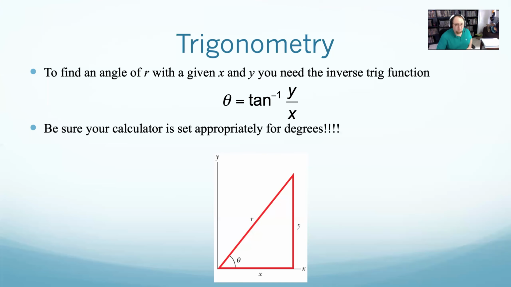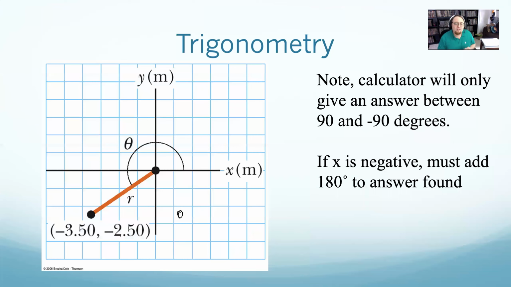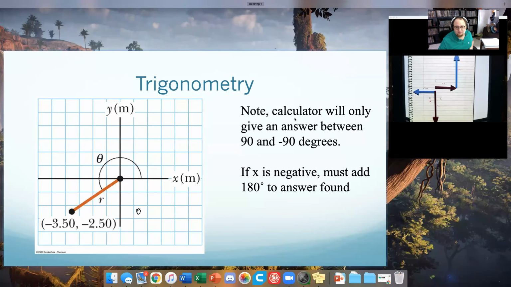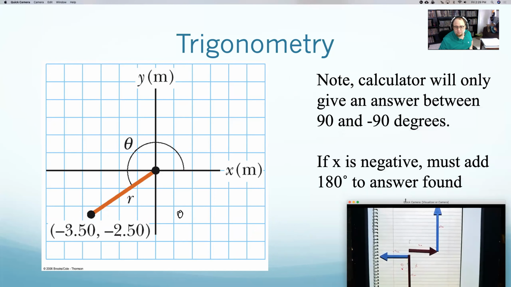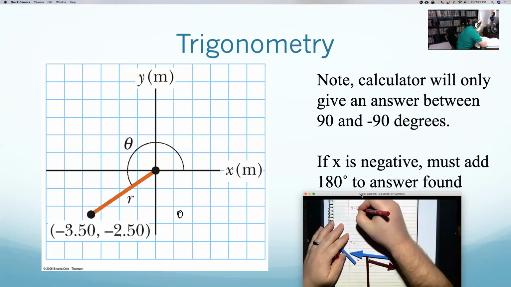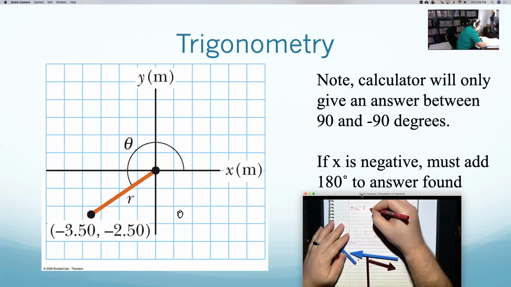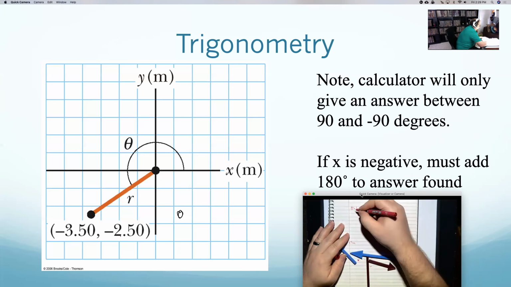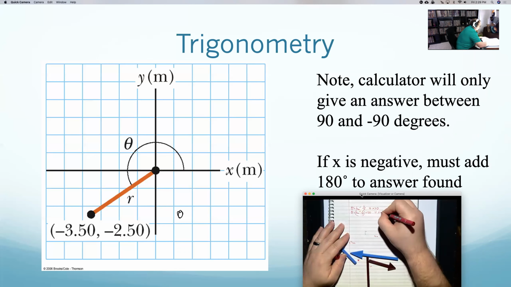When you do this equation, your calculator will always assume that x is a positive value. If at any time your x is negative, you must add 180 to the answer found. What I mean is to find angles, the equation really is theta equals inverse tangent of y over x if x is positive. Theta equals the inverse tangent of y over x, then plus 180 if x is negative.